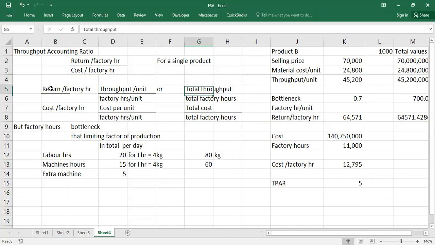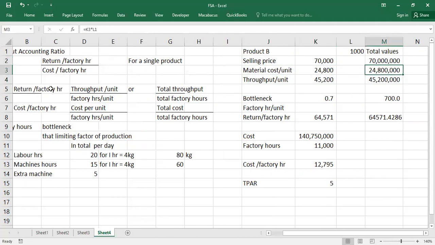How do we compute throughput? Throughput is given by the selling price minus the material cost per unit. Okay, that is for per unit. Alternatively, you can say total sales minus total direct material costs. You have the figures in totals. So that is how we get it. Throughput is given by selling price minus the material cost.